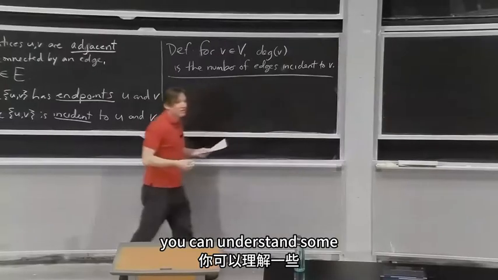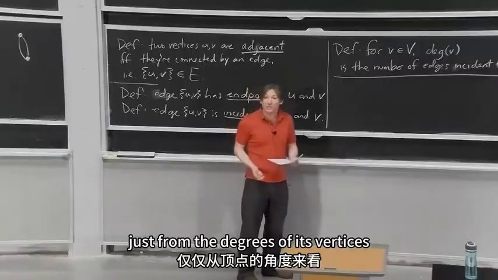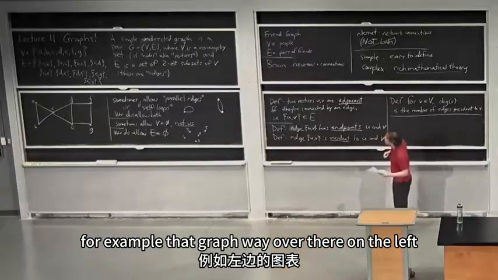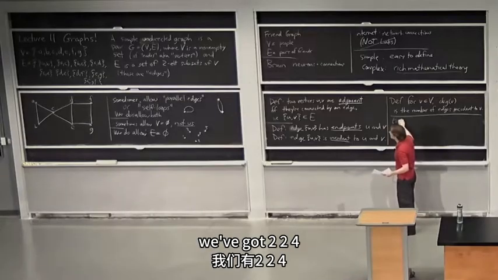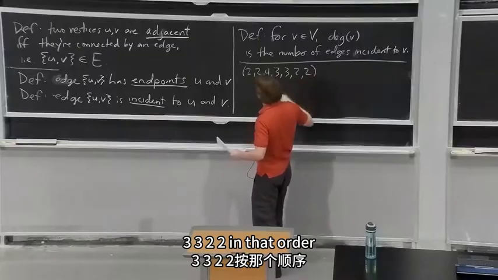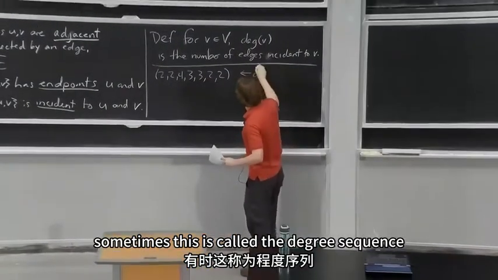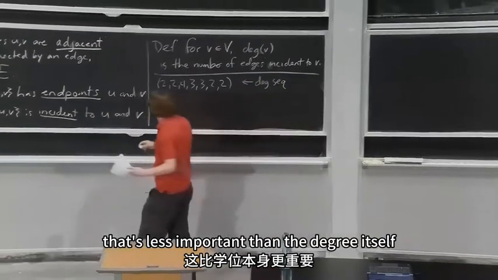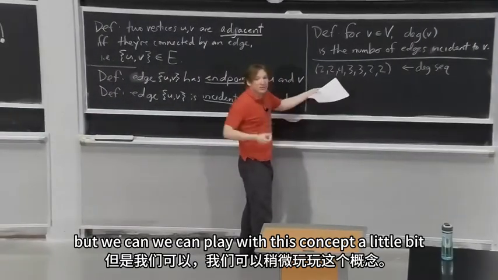You can understand some, not everything, but some things about a graph just from the degrees of its vertices. For example, that graph way over there on the left, the degrees of its vertices are, let's go through them all. We've got 2, 2, 4, 3, 3, 2, 2 in that order. I think I got that right. Sometimes this is called the degree sequence. That's less important than the concept of degree itself. But we can play with this concept a little bit.